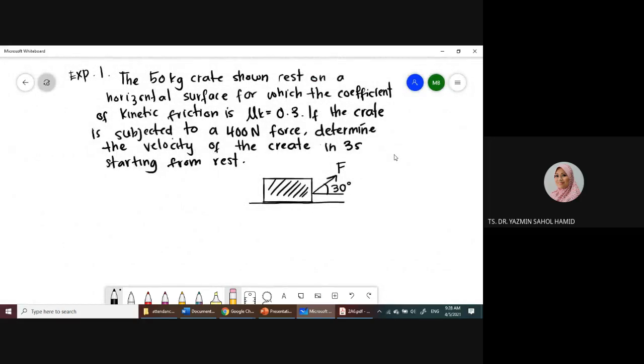Okay, now. The 50 kilogram crate shown rests on a horizontal surface for which the coefficient of kinetic friction is mu k 0.3. If the crate is subjected to a 400 Newton force, determine the velocity of the crate in 3 seconds starting from rest. So for this question, they ask us to calculate the velocity. Okay, how are you going to get the velocity?